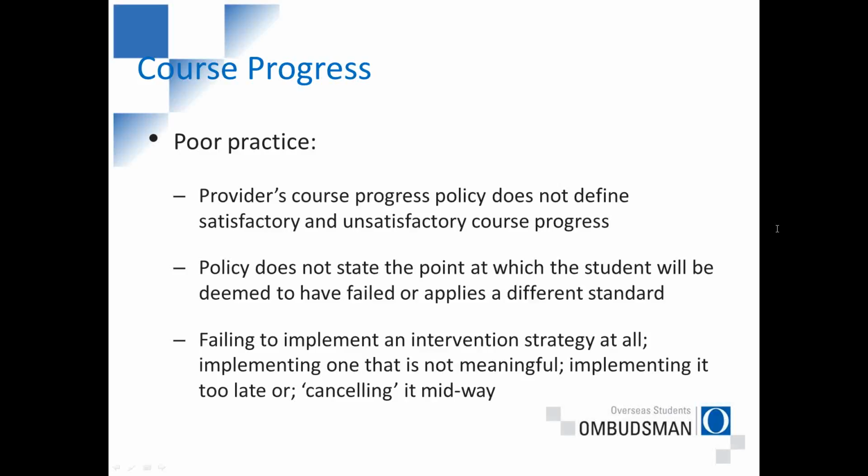We've also seen some providers just fail to implement an intervention strategy at all. So obviously a student can't be reported without some sort of intervention strategy being implemented and attempts being made to help them improve. And the student needs to know what the time frame is for them to make that improvement before they'll be judged as having failed to meet satisfactory course progress.